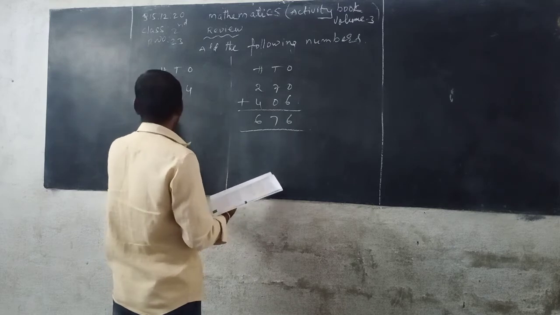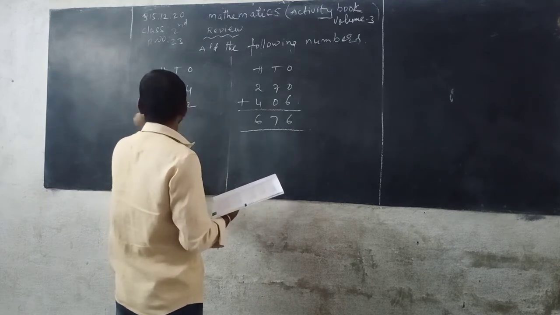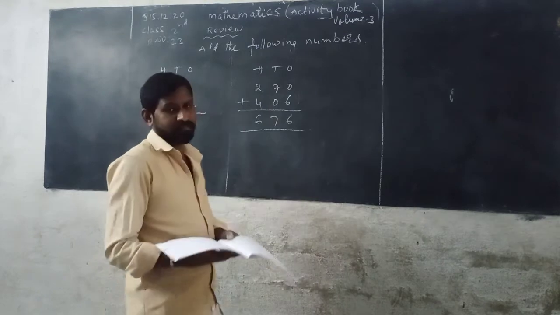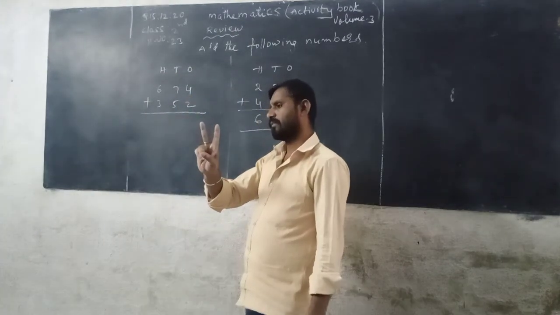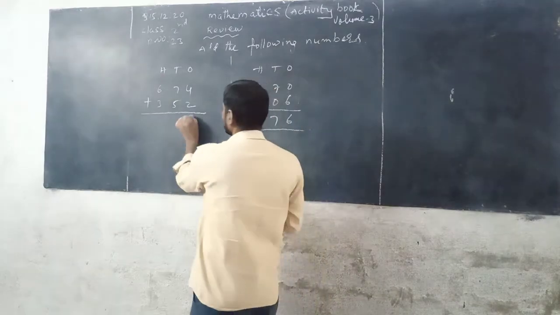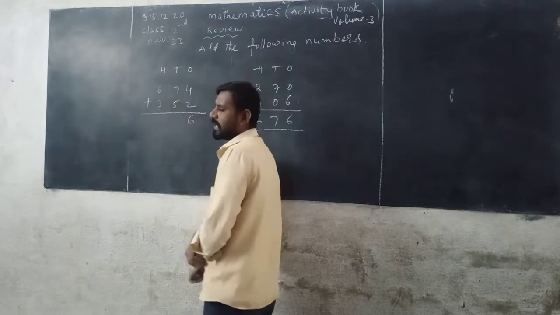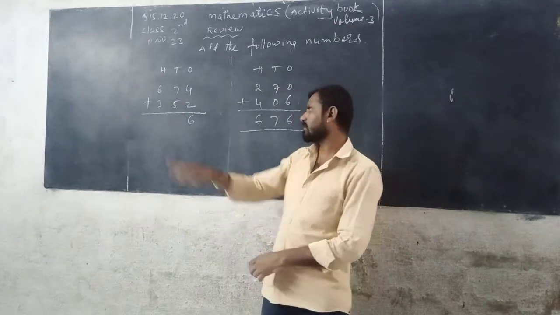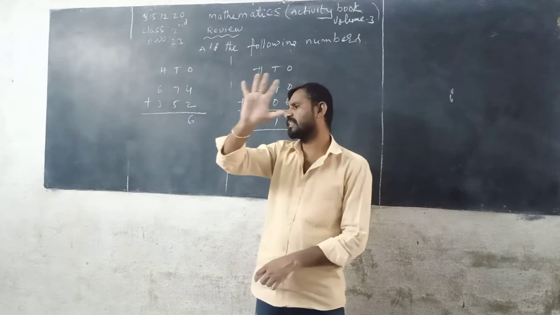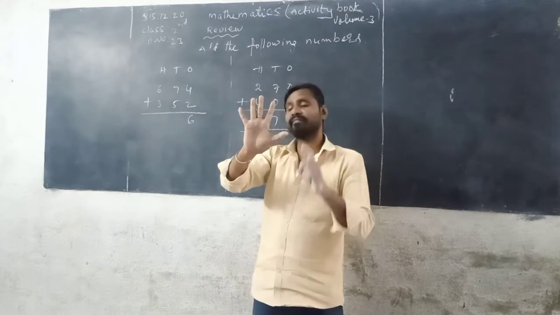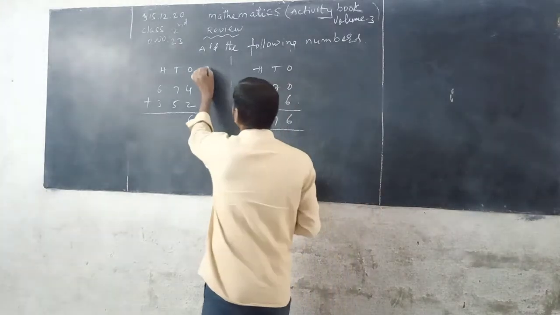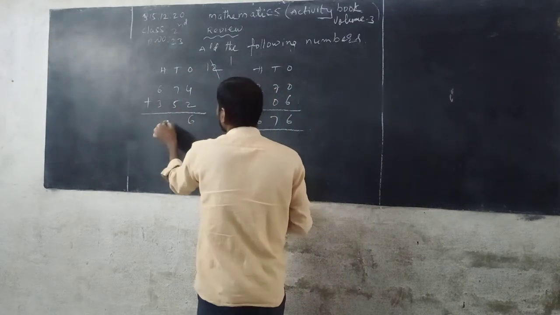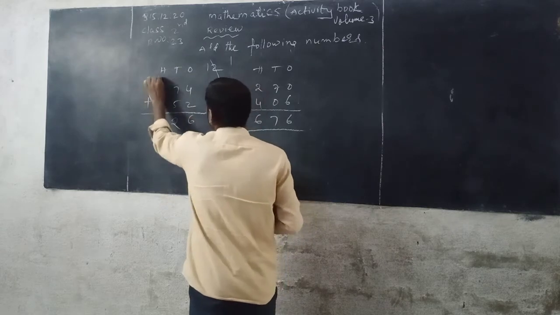674 plus 352. First we add the digits in ones place. 4 plus 2. 4 after, you can count 2 fingers. 5, 6. Next 7 plus 5. See here. Keep 7 in your mind and take 5 fingers in your hand. You count 7 after 8, 9, 10, 11, 12. This is a 2-digit number. In it, 2 is written down in the tens column and 1 is carried to the hundreds place.